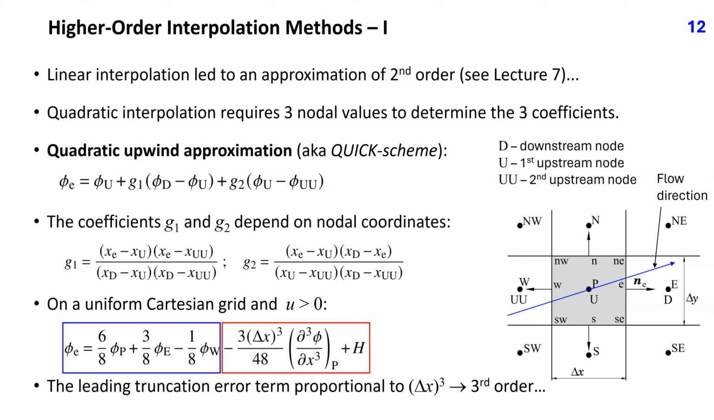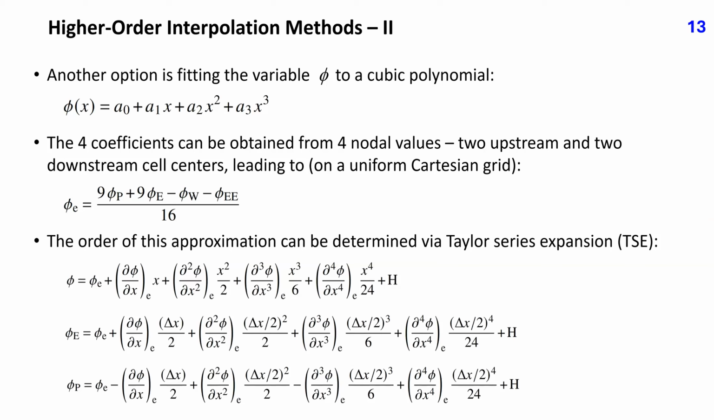This was also verified in numerical experiments presented in slide 18 of lecture 7. However, as shown in slide 19 of lecture 7, if this approximation is used together with midpoint rule approximation of surface integral, the convection flux approximation will converge with second order, the order of the midpoint rule integral approximation. Another option is cubic interpolation, that is, fitting the variable phi to a cubic polynomial.